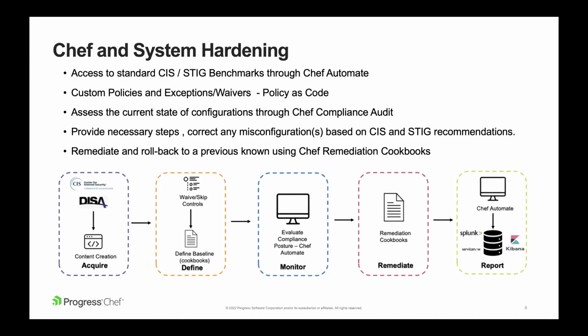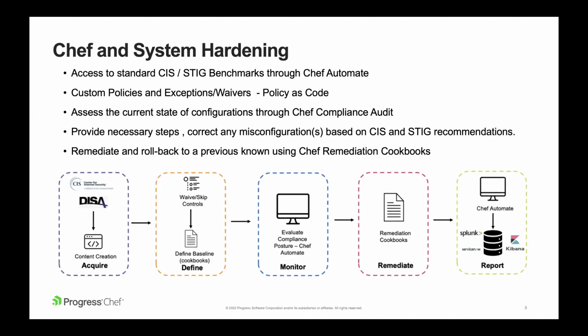You can also create a temporary exception to some of the policies for a certain period of time. And using both the custom policies as well as the waivers, you can create a baseline that you want to test your organization against. Now, by running these baseline profiles through Chef Automate on the target system on a scheduled basis, you get to assess the current configuration state.